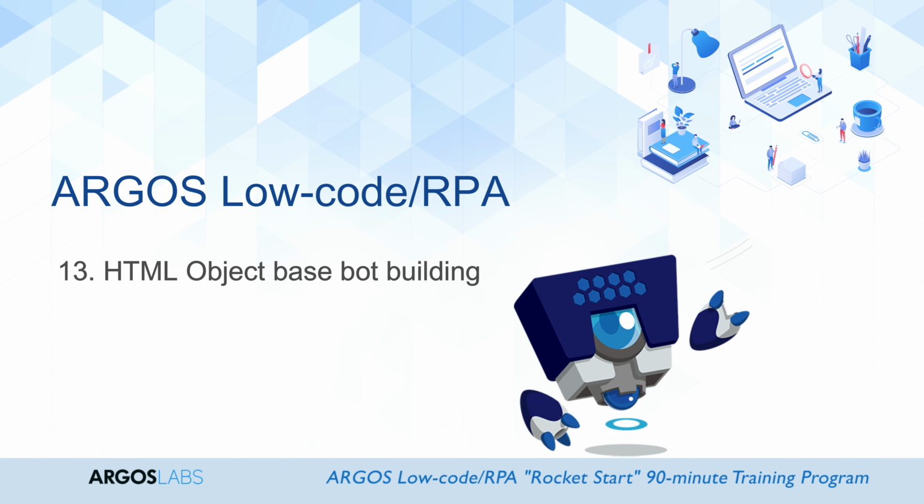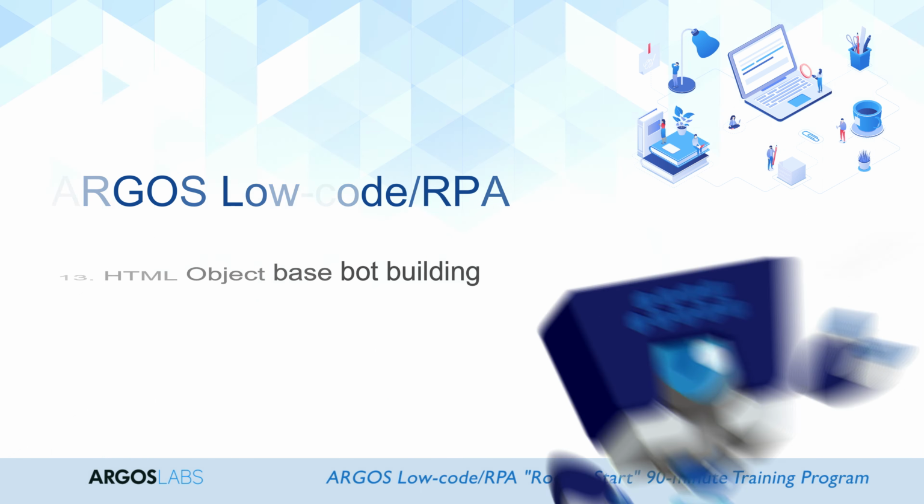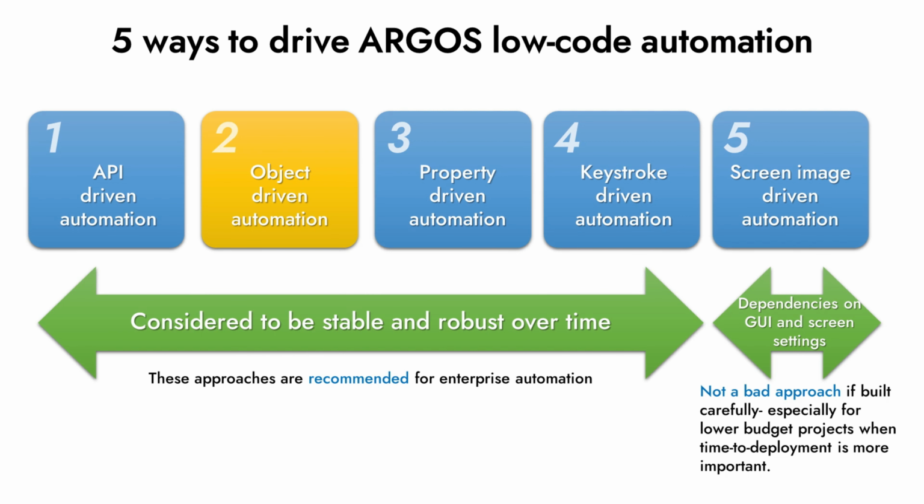In this video, we will cover the HTML object-based bot building. Before we dive into the subject, let's remember that there are 5 different ways to drive or navigate your automation scenarios with ARGOS low code. The first way is based on API.